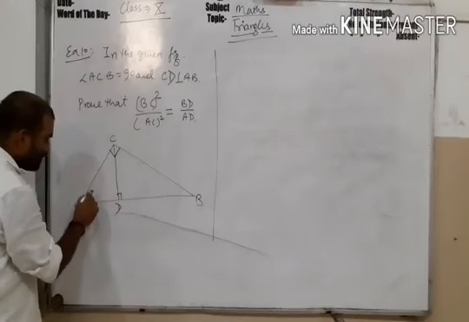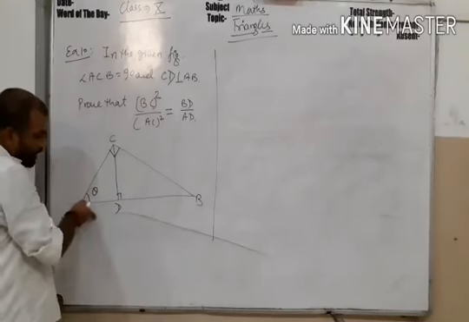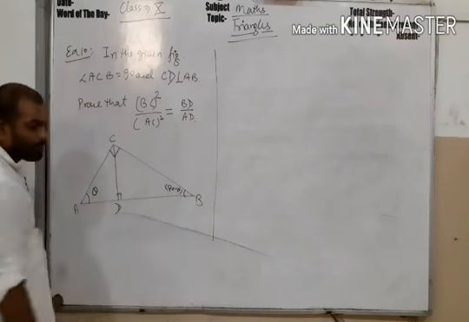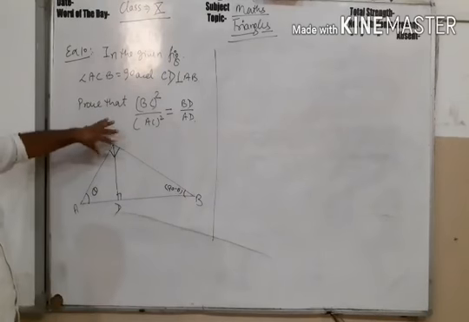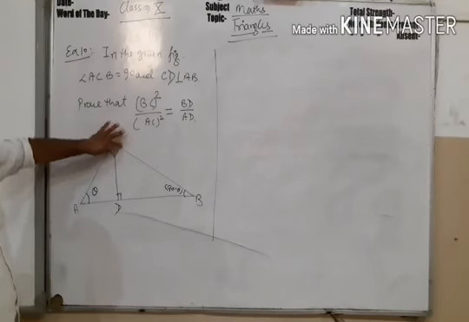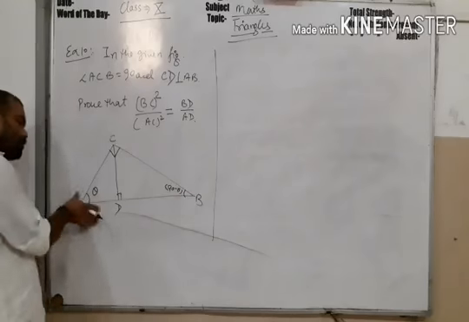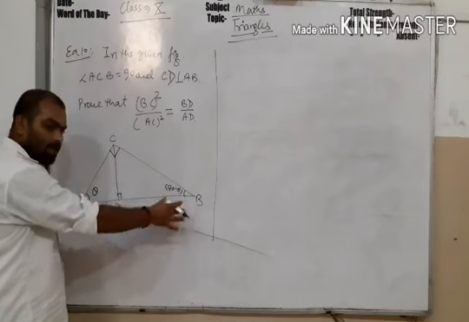Suppose this angle is theta. So in triangle ACB, again this is theta, means this angle becomes 90 minus theta. Now sum of all the three angles will be 180. Out of 180, this angle is 90, so sum of these two angles also should be 90. Out of these two angles, one is theta, so there will be 90 minus theta.